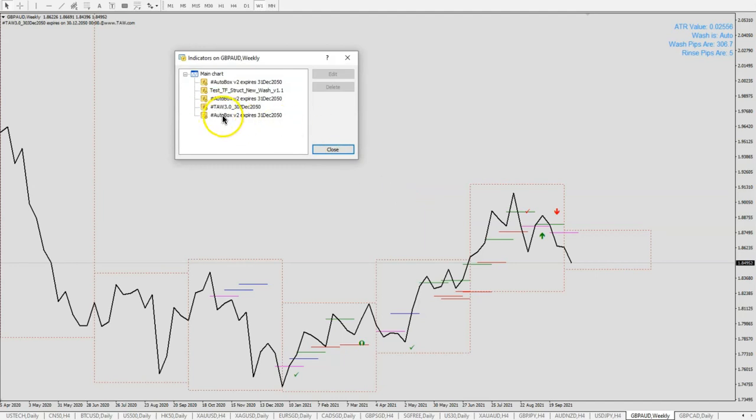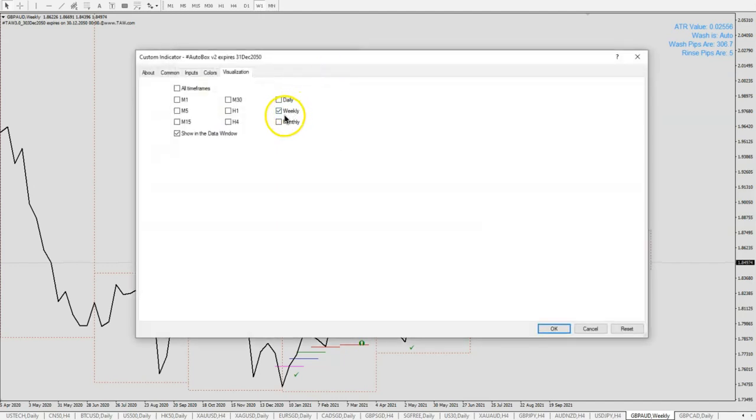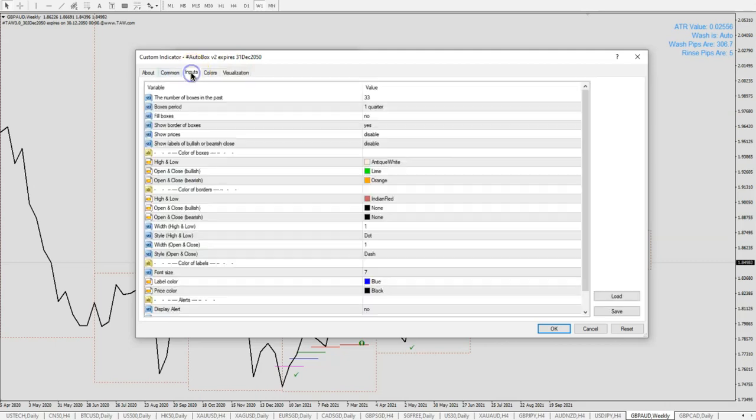What you have to do is just drag in one more auto box. You can see in my indicators here there are 3 quarter box indicators, so you can just drag it in and stack the auto box. Then in this new auto box that you drag in, set it to show in the week, which is the visualization in the week, and then set the input to a quarter.